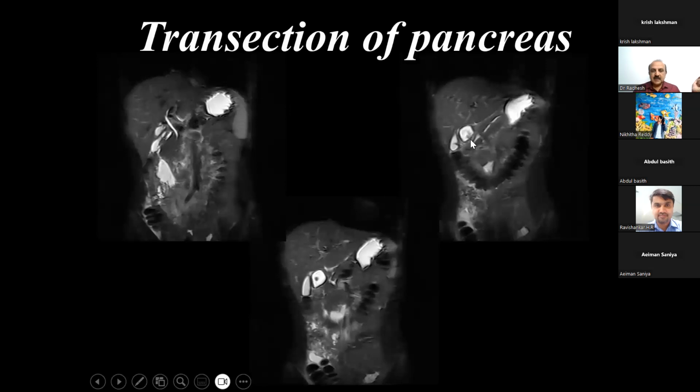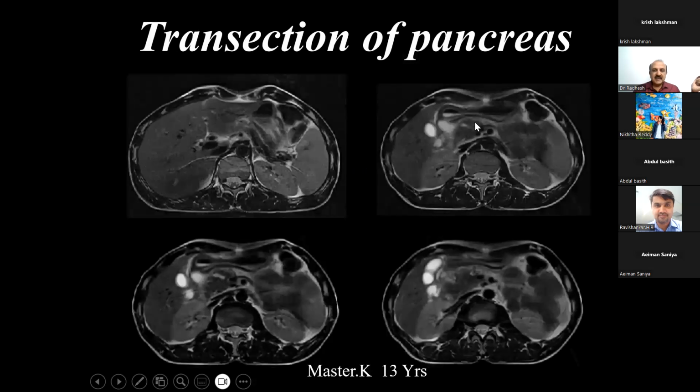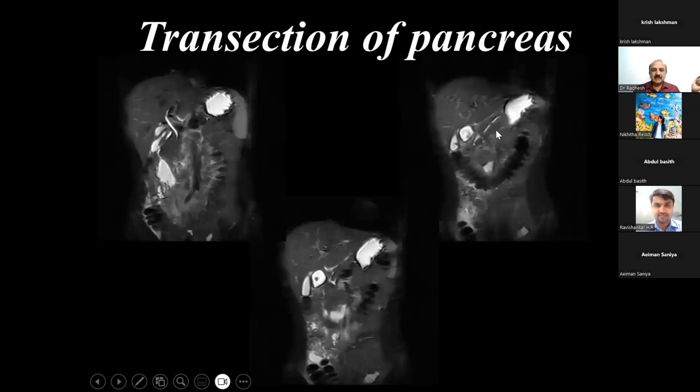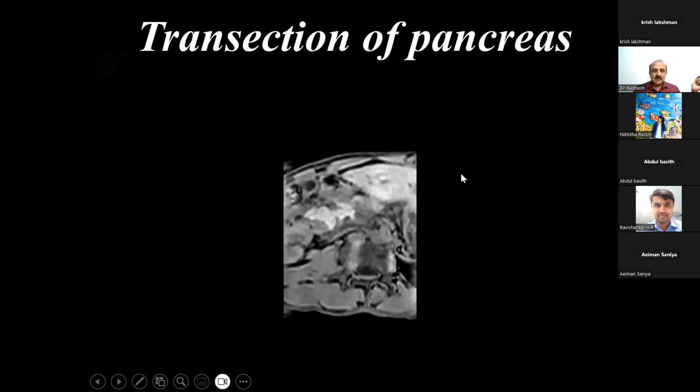This is again a T2 weighted sequence. You see the disruption here, but not as well as you see it on the T2 weighted. Again, you see the disruption of the duct leaking into the peritoneal cavity.